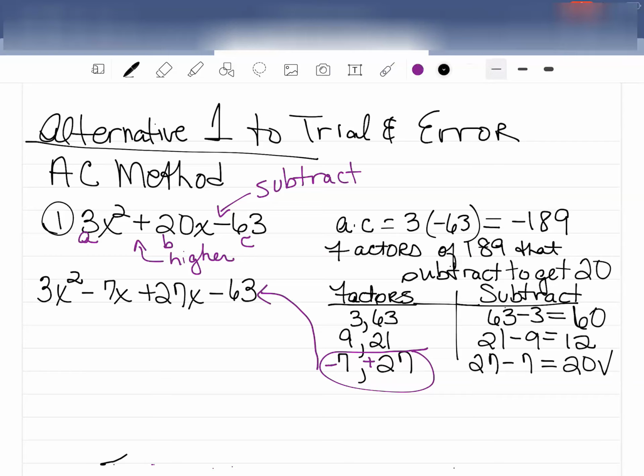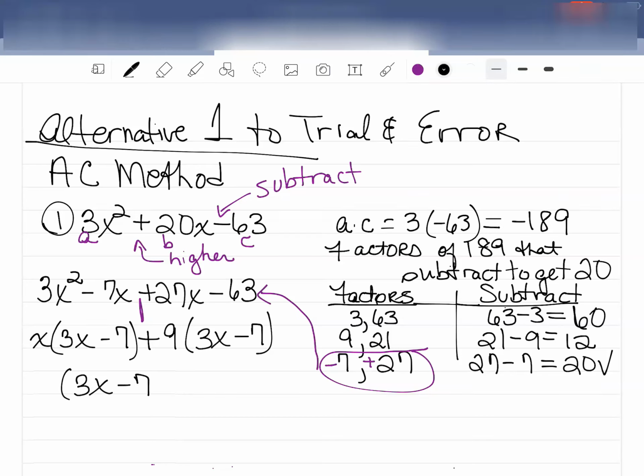So with my factor by grouping, remember we split them in twos. The greatest common factor between the 3x squared and the minus 7x is just an x. That'll leave me with the 3x minus 7. The greatest common factor between the positive 27x and the minus 63 is going to be a positive, because that third term is positive. Positive 9. That'll leave me with a 3x minus 7 in the back. Common parentheses is 3x minus 7. What's left over is x plus 9. That's going to be our final answer.